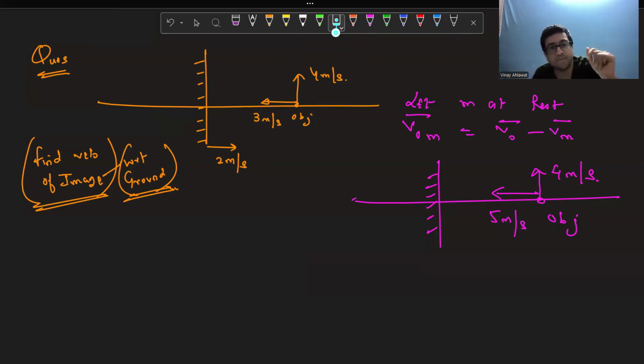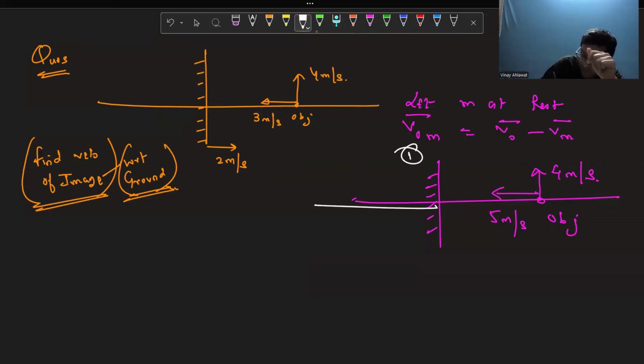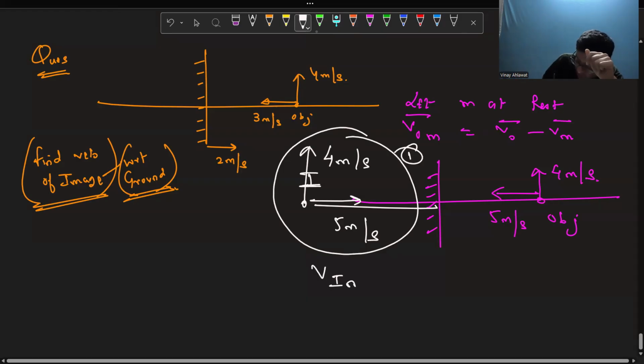Next part, this is part 1. This is velocity of object with respect to mirror. Where will be the image? Image will be at this point. And what will be the velocity of image? In this direction, it's going to be 5 meter per second, and in this direction, it's going to be 4 meter per second. Agreed? But this is velocity of image with respect to mirror.